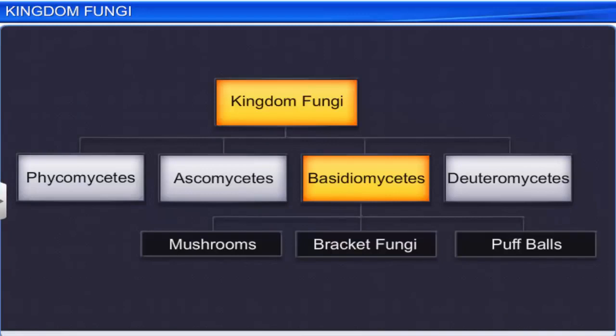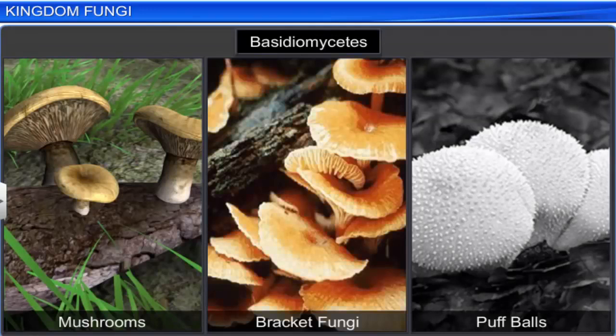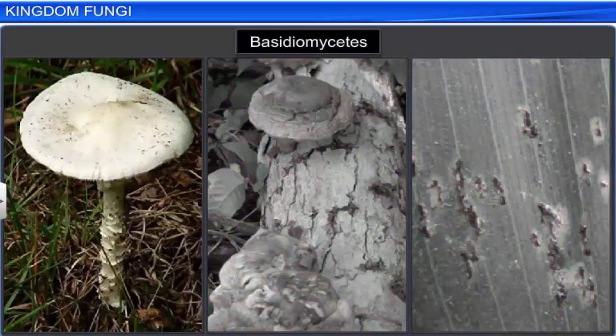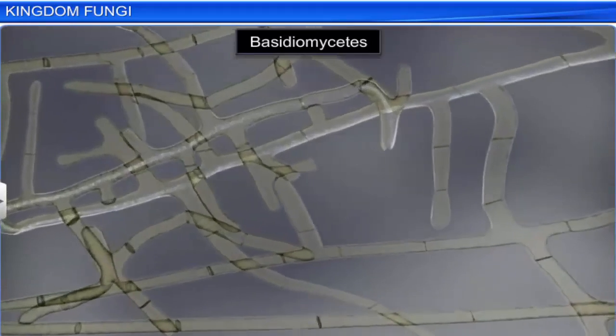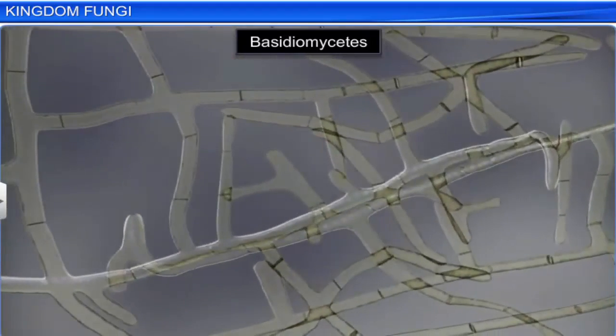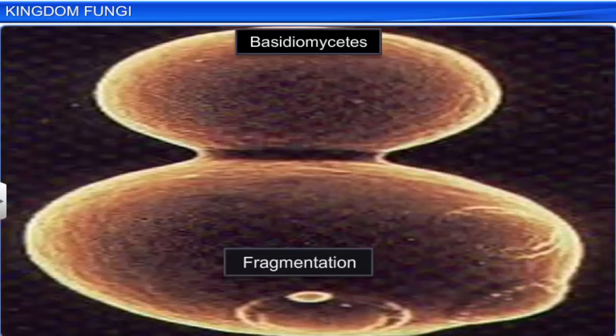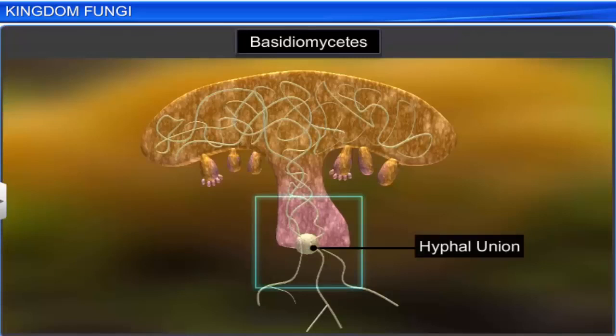Some common examples of Basidiomycetes are mushrooms, bracket fungi, and puffballs. They grow in soil, on logs, and inside plant bodies as parasites such as rust and smut. Like Ascomycetes, Basidiomycetes too have branched and septate mycelium. Vegetative reproduction by fragmentation is a common form of reproduction among Basidiomycetes. Sexual reproduction in Basidiomycetes takes place even in the absence of sex organs.